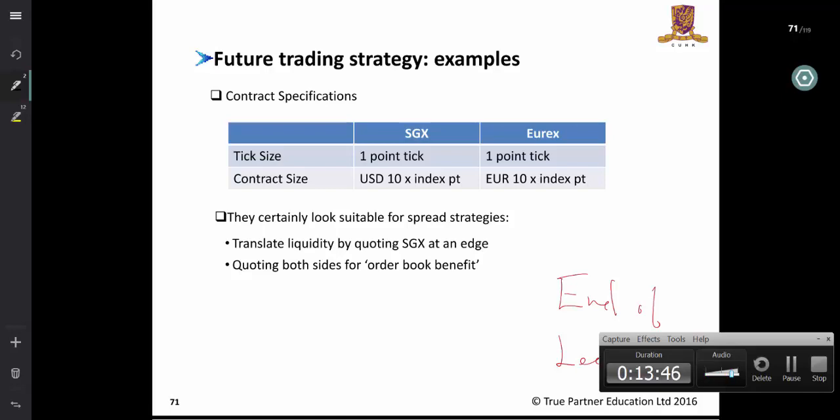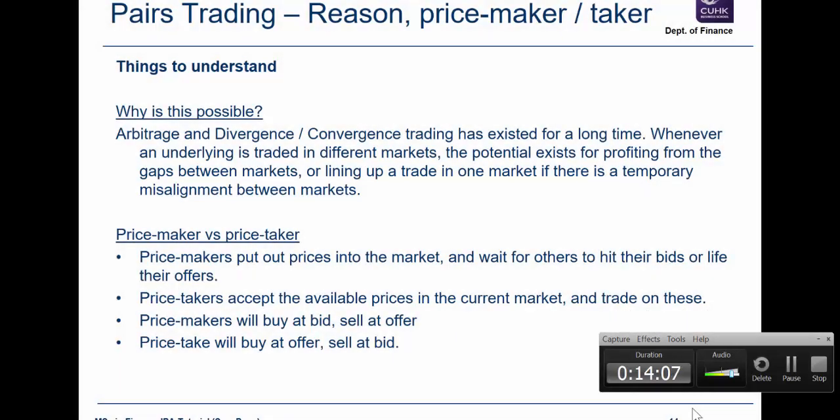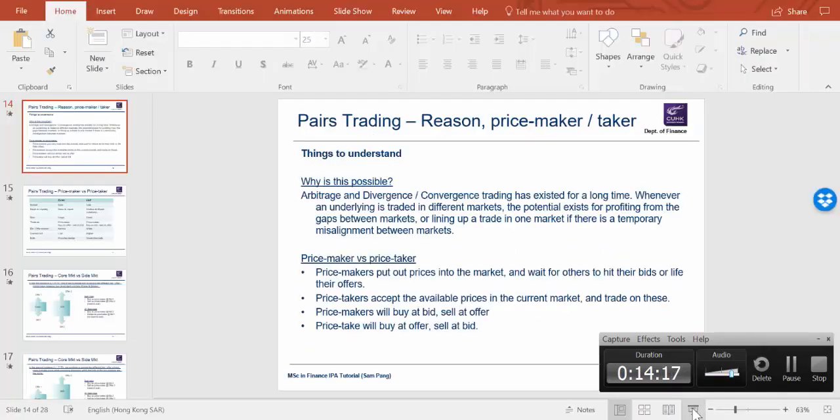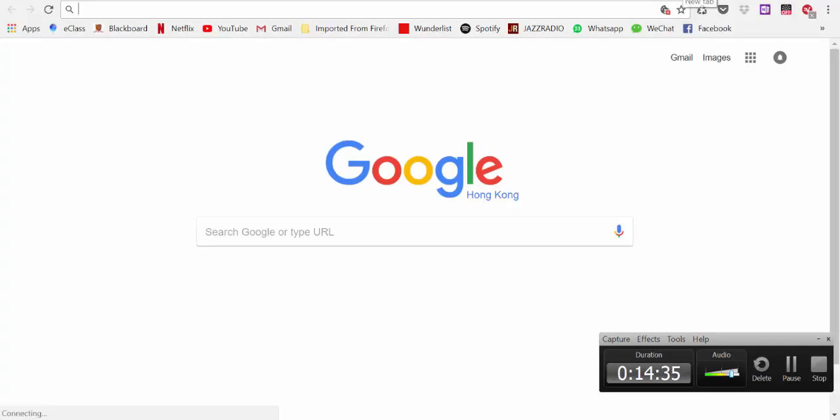Let me just start on this. I want to impress upon you the few key ideas to help you understand what's going on here. Okay, the first idea is this: there is this thing called a price maker versus a price taker. Now, what I mean by that is, if you go to a market, any market, let me make an example.